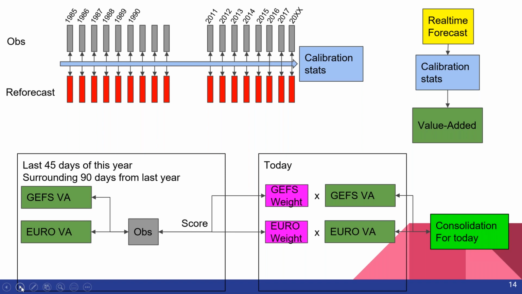The bottom row there is what CPC currently does for our forecasts, where we combine all the value added forecasts versus recent observations, come up with a weighting scheme, and then you apply that and that goes out the door as part of our forecast for the day. If we go to the next slide.